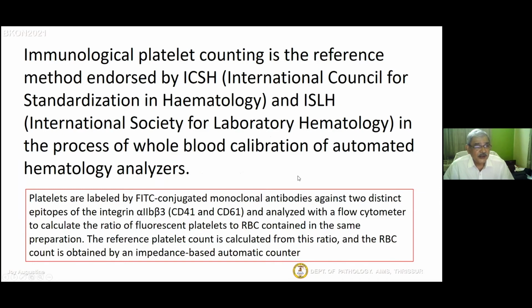Now, immunological platelet counting is a reference method endorsed by the International Council for Standardization in Hematology. And how is it done? It is done by counting the platelets with FITC conjugated monoclonal antibodies. You can see the CD41 and CD61, analyzed in a flow cytometer and counted, while it's compared with the RBC count in the same preparation. So this is the reference method of counting the platelets. This is not generally done, but this is supposedly the most ideal method.